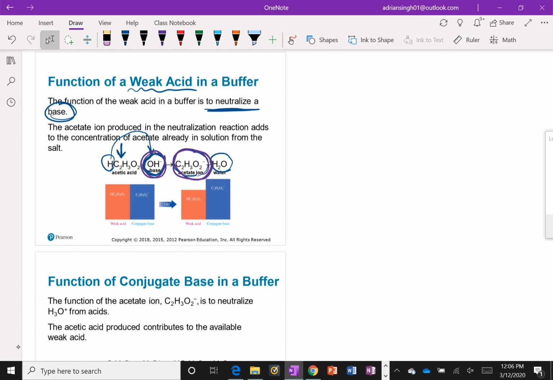And as a result, the overall effect on the pH of the solution is minimized. Right? It's not that the pH is not going to change. If you add a base to something, the pH is going to go up, it's going to become more basic. But what the buffer does, and specifically what the acid component of the buffer does, is it neutralizes that strong base, and in its place, it produces a weaker base. So the overall change to the pH is minimized.